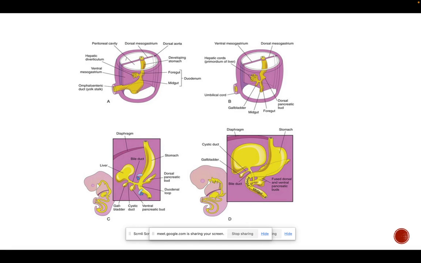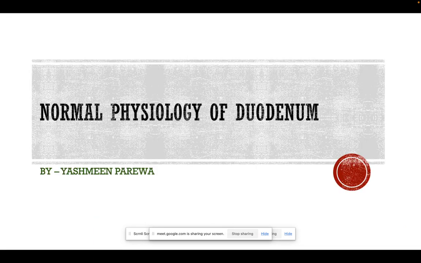During the second month, the duodenum undergoes obliteration and then recanalization. Due to such development, the duodenum is supplied by two arteries. Firstly, the celiac artery, and secondly, the superior mesenteric artery. So, further, physiology of duodenum will be included by Yashmin.